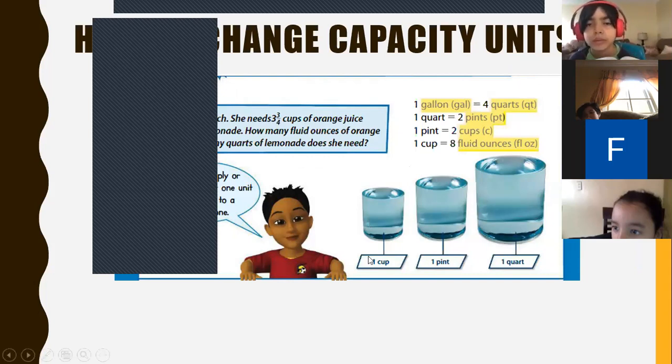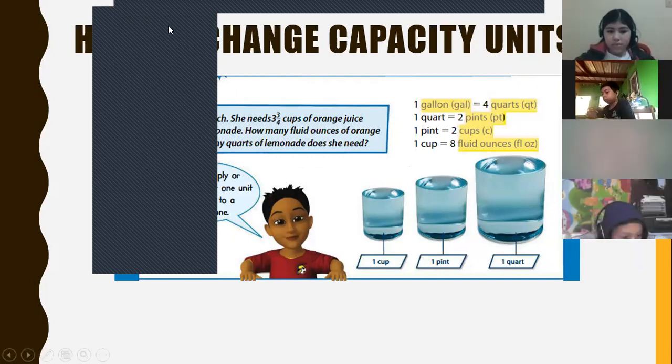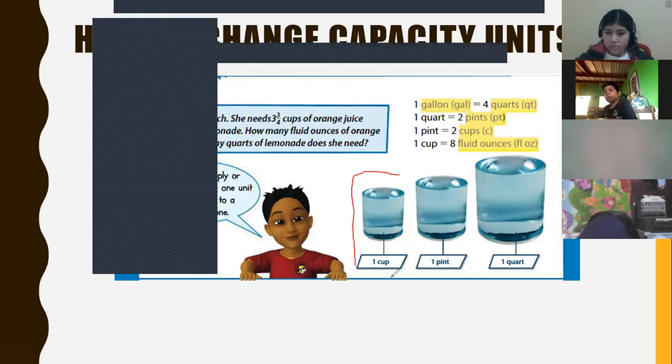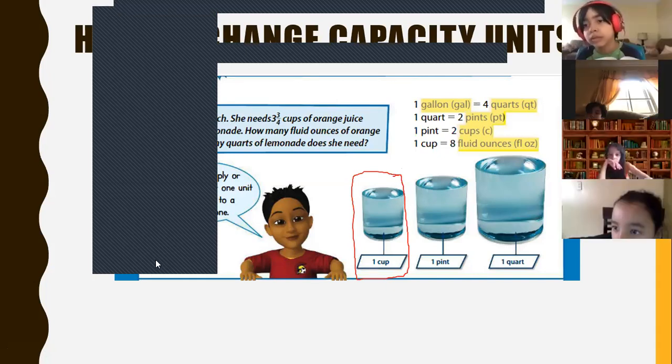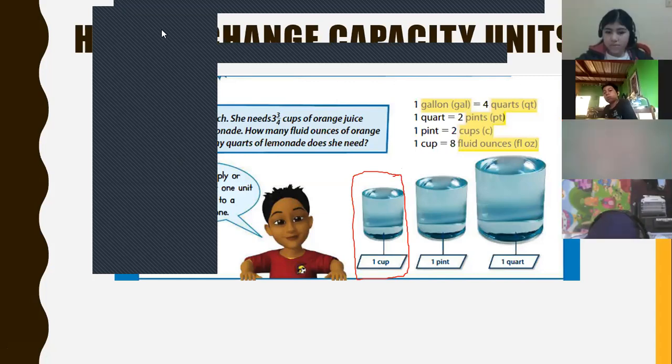Like for example, we have 1 cup. Have you ever listened 1 cup, guys? When you are reading a recipe, 1 cup of coffee, 1 cup of tea. That is the first one we have here. This is a cup. And then, what we have after a cup, guys? Which is the next? 1 pint. 1 pint, that is this one.